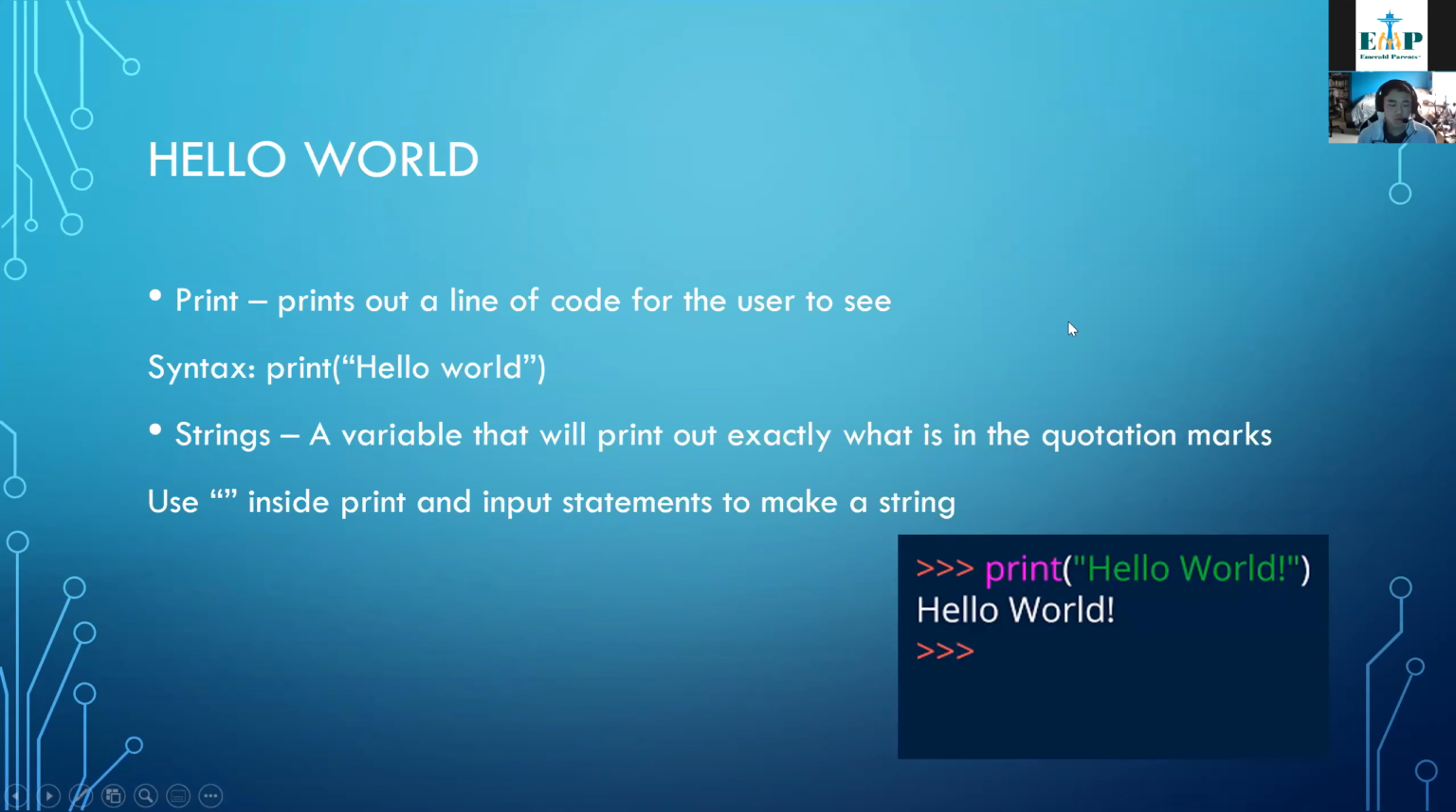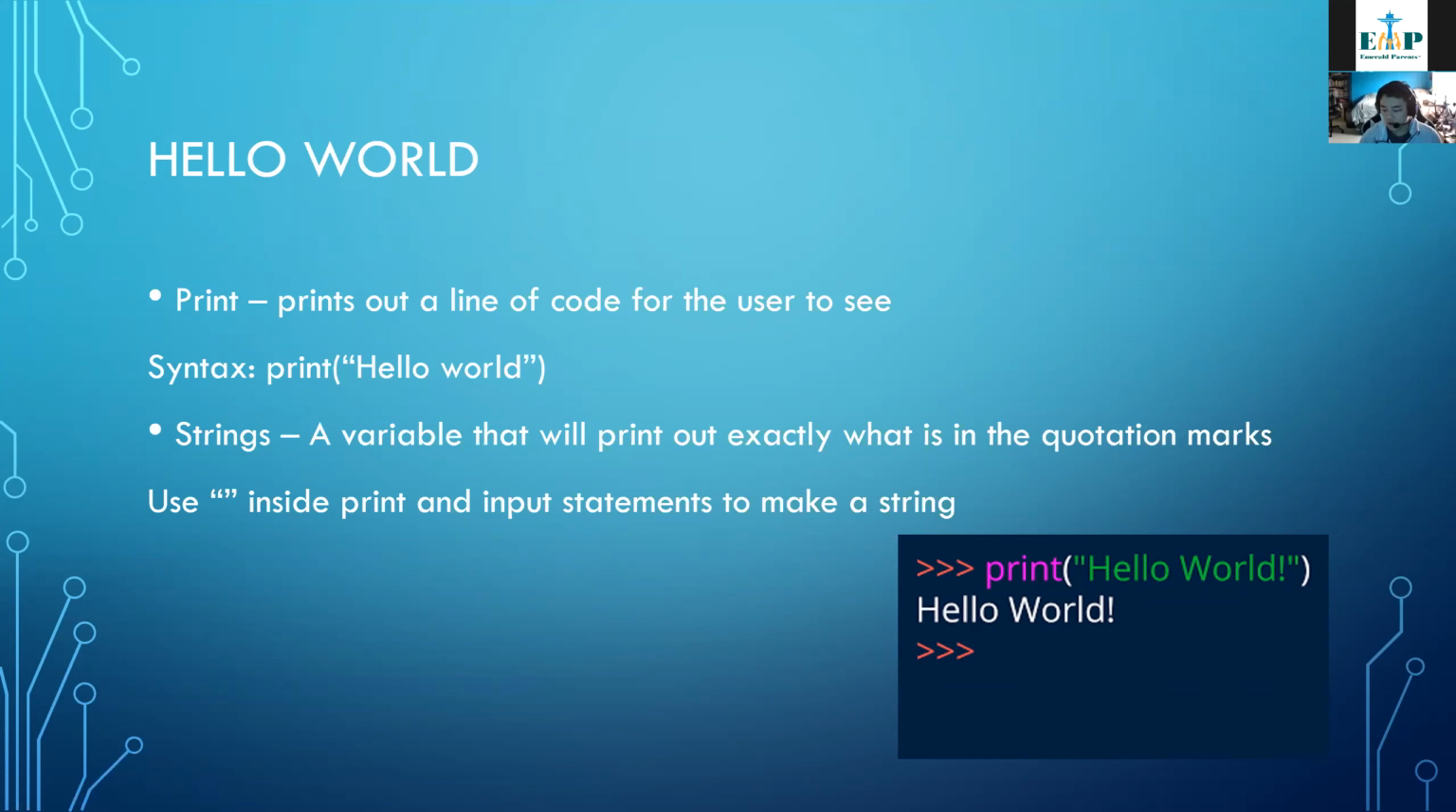Okay, so hello world, otherwise known as print. It's definitely the easiest line of code you can write. It prints out a line of text for the user to see. The syntax is print, parentheses, quotation mark, hello world, quotation mark, parentheses. That line of code will print out hello world, as you can see in the picture below. Anything you put in the quotation marks, it'll print out exactly as it is. And a string is a variable that'll print out exactly what's in the quotation marks.